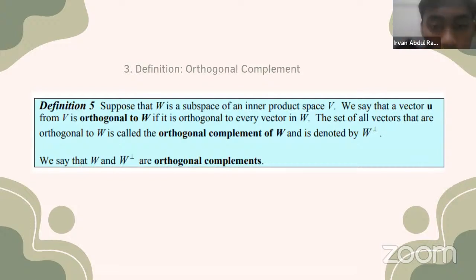Then, the definition of orthogonal complement is shown by definition 5. Suppose that W is a subspace of an inner product space V. We say that a vector U from V is orthogonal to W if it is orthogonal to every vector in W. The set of all vectors that are orthogonal to W is called the orthogonal complement of W and is denoted by W perp. We say that W and W perp are orthogonal complements. Next.